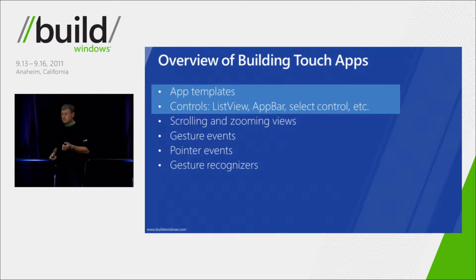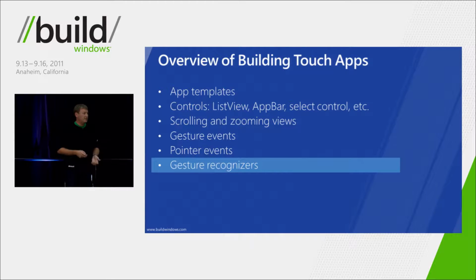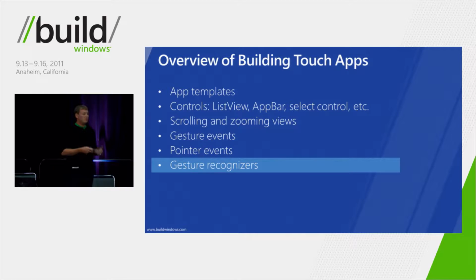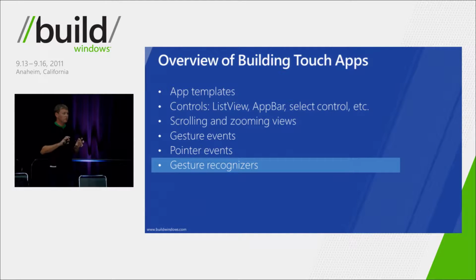Now, at the other end of the spectrum are things like the WinRT gesture recognizers. And what these do is allow you to have a lot more flexibility. So for example, maybe you want to allow your users to move multiple elements on the screen and maybe rotate them at the same time. This is a perfect case where you'd want to go ahead and use one of these gesture recognizers.